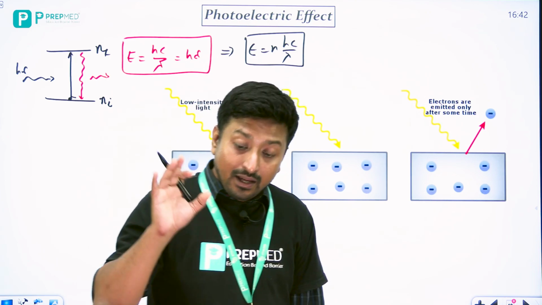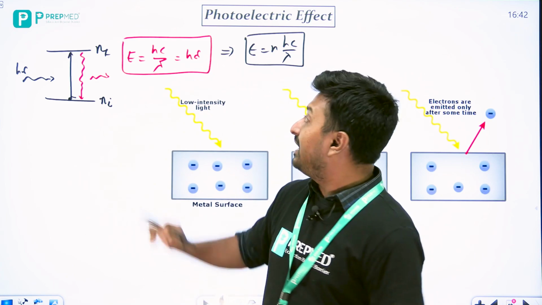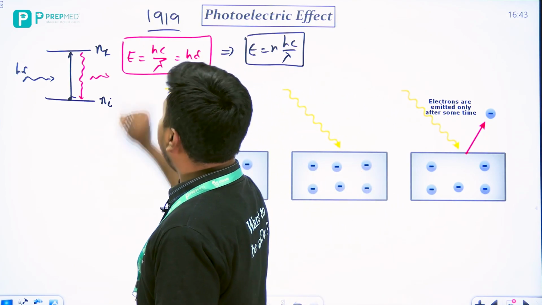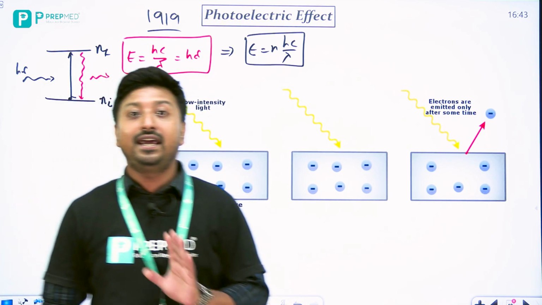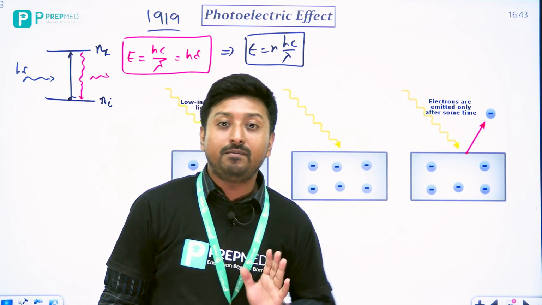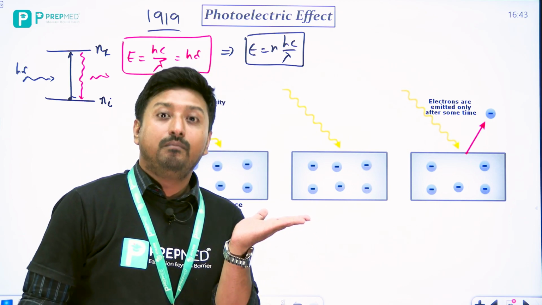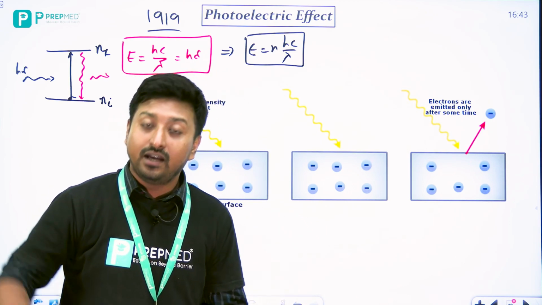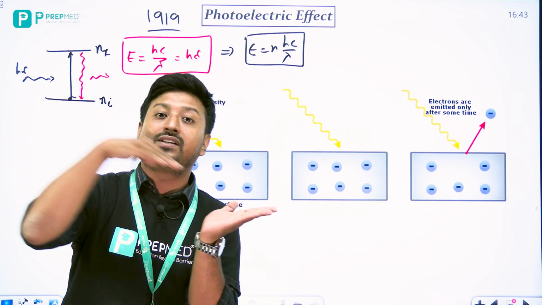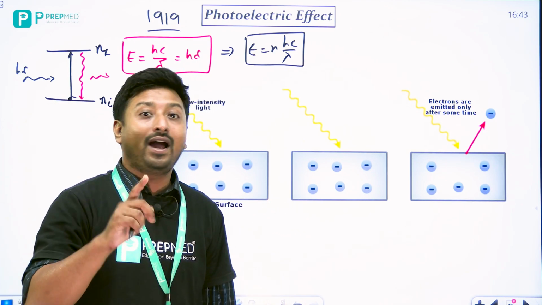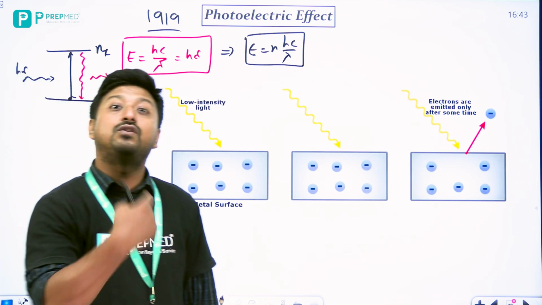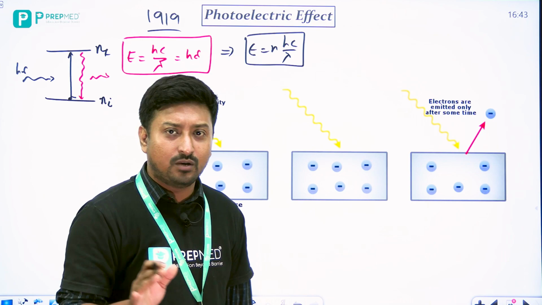But in 1919, I will mention the year, Albert Einstein did an experiment. What was the experiment? He took a metal plate which has a very low ionization energy, and over that metal plate he gave the incident radiation. While doing this, what he saw as an effect is that electrons were coming out from there. Very interesting observation.